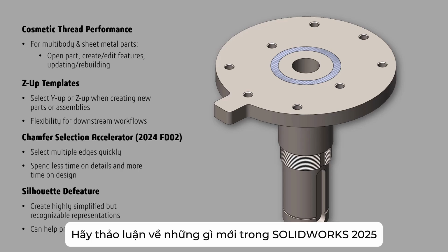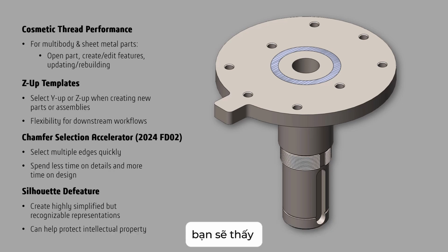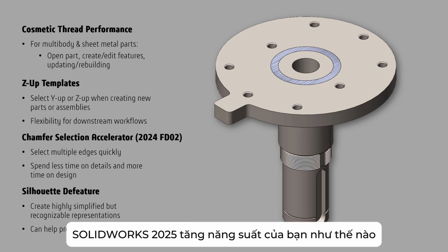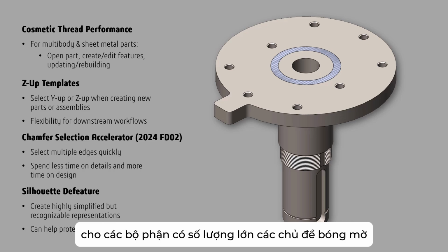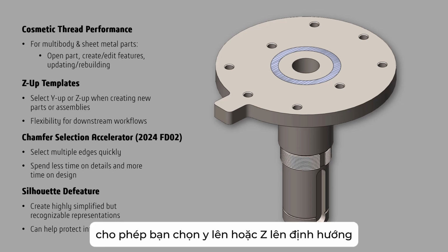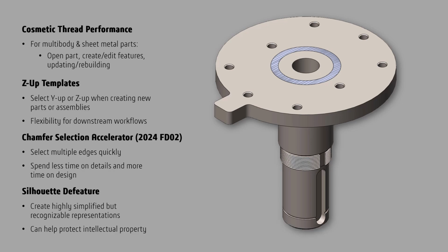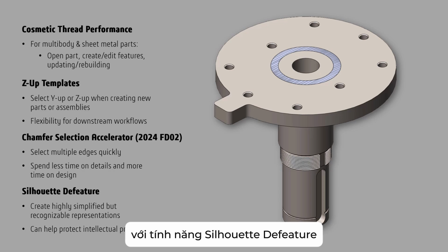Let's discuss what's new in SOLIDWORKS 2025 for part modeling. In this demo, you'll see how SOLIDWORKS 2025 boosts your productivity by improving cosmetic thread performance for parts with a large number of shaded threads, gives you more flexibility, allowing you to choose Y up or Z up orientations, helps you quickly select multiple edges when creating chamfers, and helps you quickly create simplified representations of your parts with Silhouette D-feature.